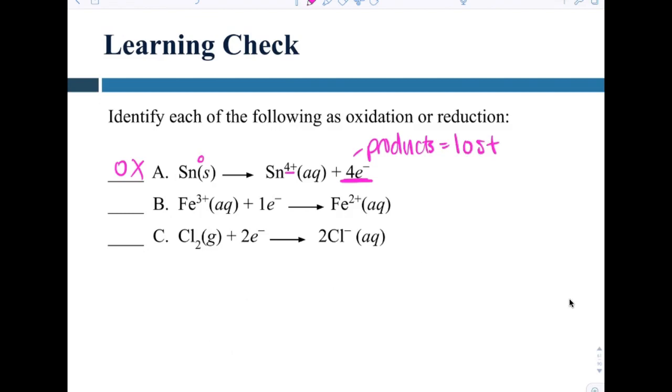Looking at the next example, iron goes from 3 to 2. That got more negative, so that's GER reduction. You could also see that your electrons are hanging out in your reactants. And so electrons in the reactants is something that's going in or being gained. So you look in here, chlorine is 0 and it's going to -1. Again, that is reduced because it's getting more negative.